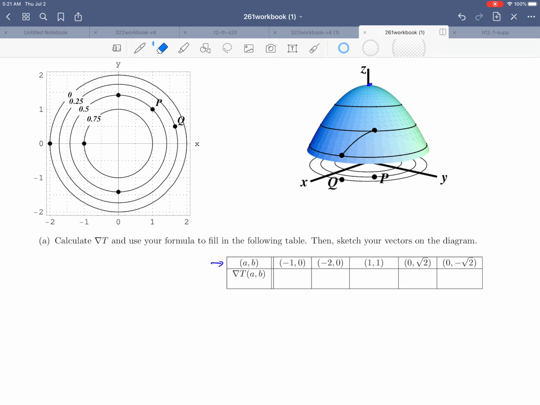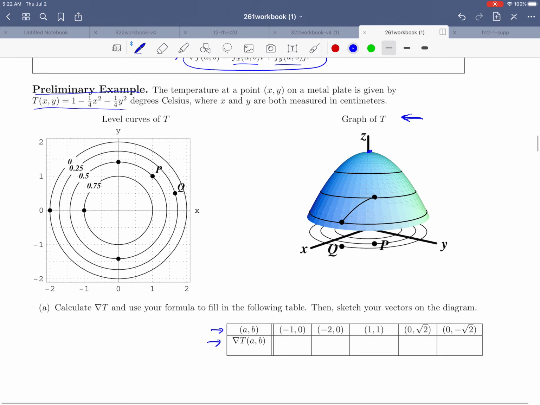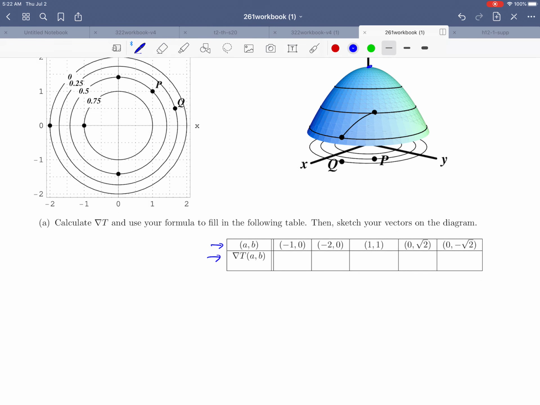If we want to fill in gradient vectors, then we need to calculate the gradient first. So let's take a peek at how the gradient was defined again. The gradient is just a vector that consists of partial derivatives. So our first step is going to be to calculate partial derivatives. Let's see if we can sneak that calculation in here.